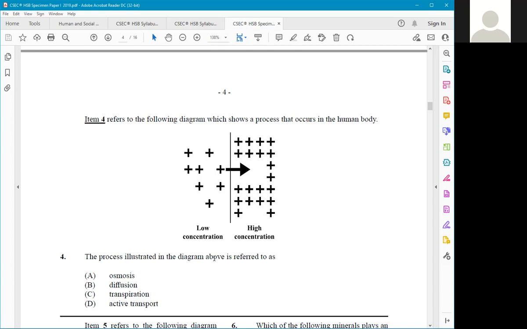It can't be transpiration because transpiration is evaporation of water from the leaves of plants. Diffusion, with or without the barrier, would be referring to the movement of particles from a high concentration to a low concentration, and this is going in the opposite direction. Osmosis, it can't be the movement of ions, it's just the movement of water. So this would also be out.